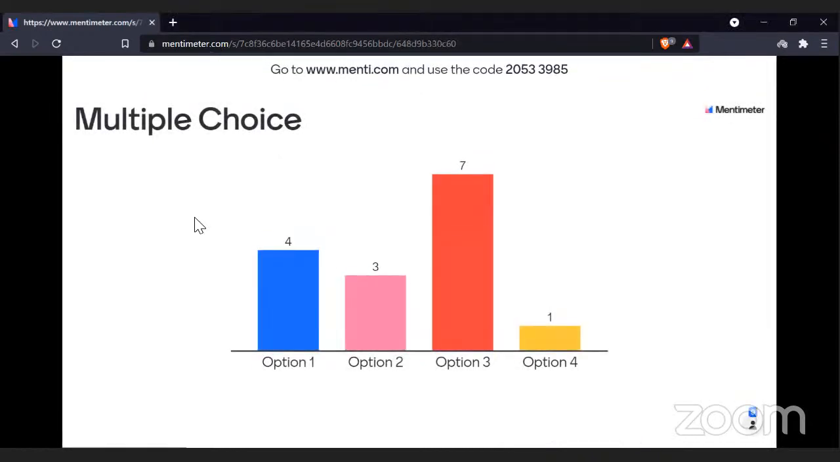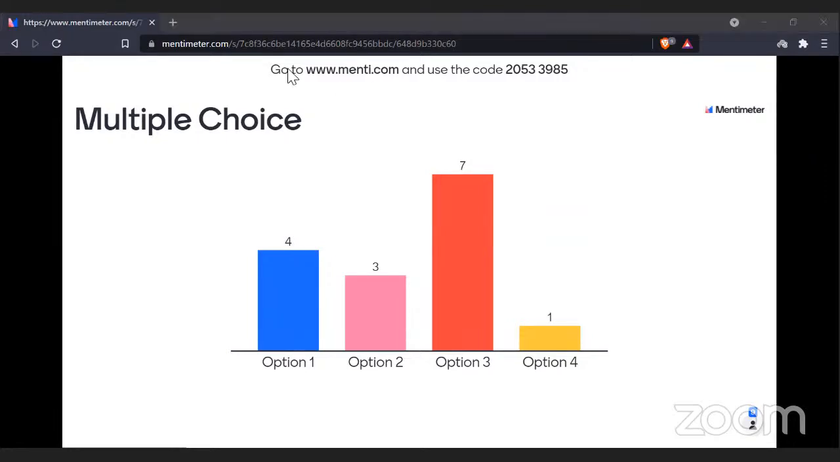The code you can see on the screen. Look at the screen. It is 20533985. It is there on the screen. Sorry, the voice is lagging. No, it is okay, ma'am. Okay, sure.